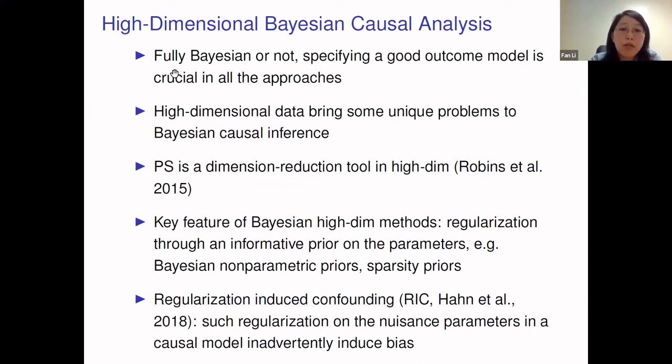All these methods, whether they're fully Bayesian or not, the key point is that you want to specify a good outcome model, right? If your outcome model is poor, then you cannot get a good result. Now, as David also mentioned, a lot of the challenge of causal inference really comes from high dimensional data. When we have high dimensional X, and heterogeneous treatment effects, you not only have the ATE, you also have the CATE. So what should we do there?